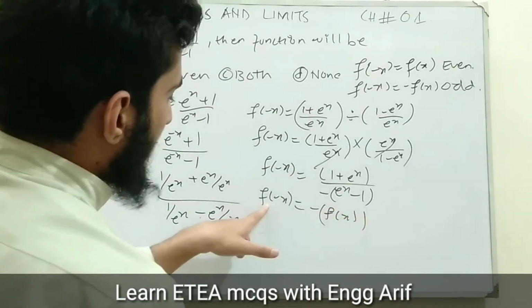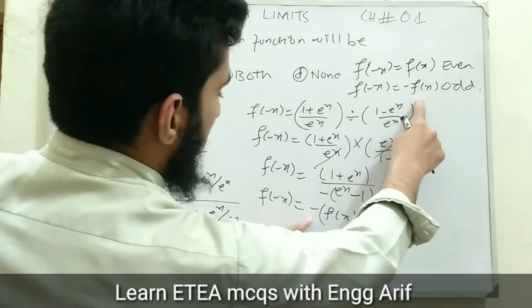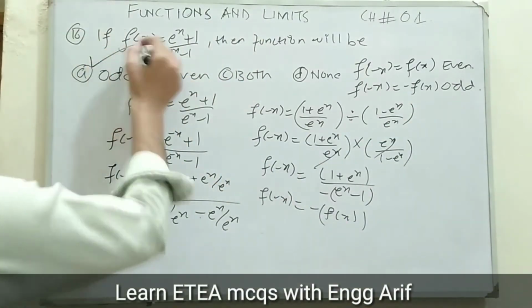So when f of negative x is equal to the negative times the original function, then the function will be odd. So the correct option is option number A.